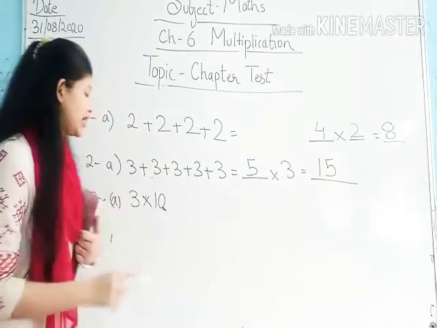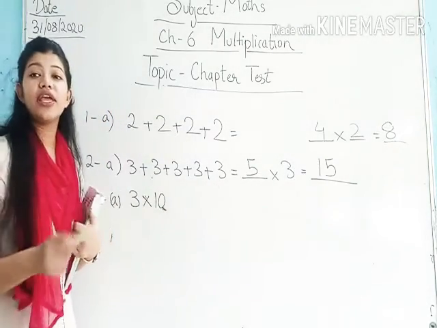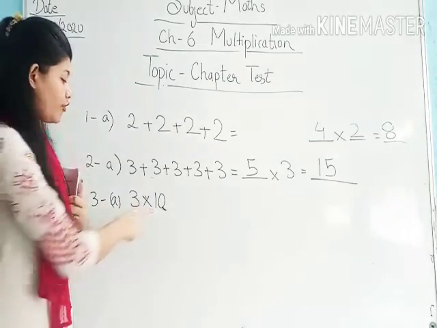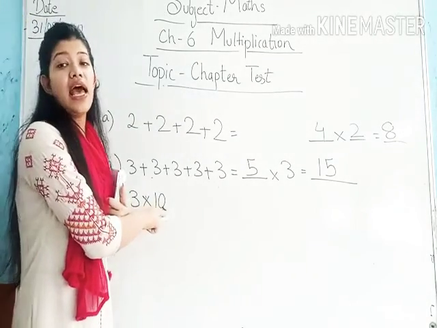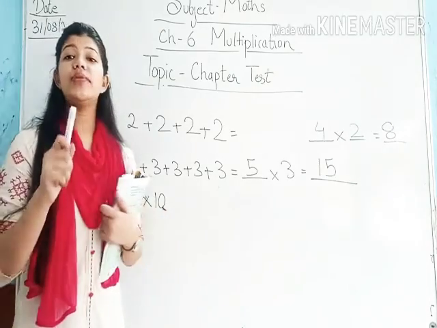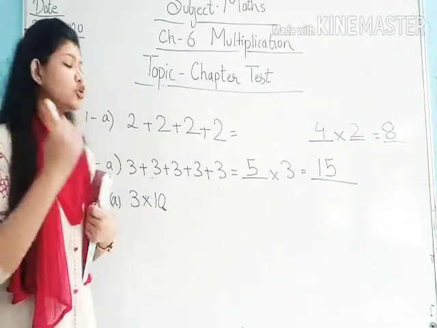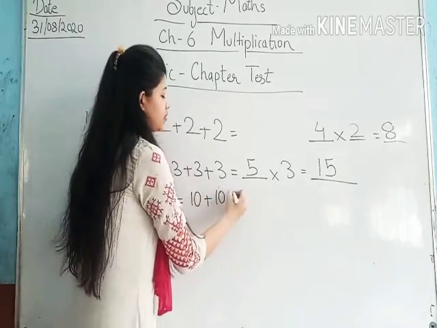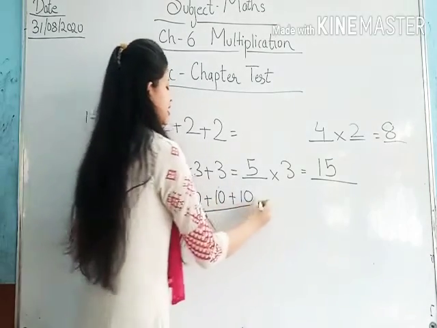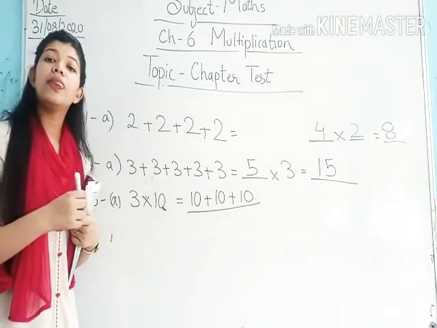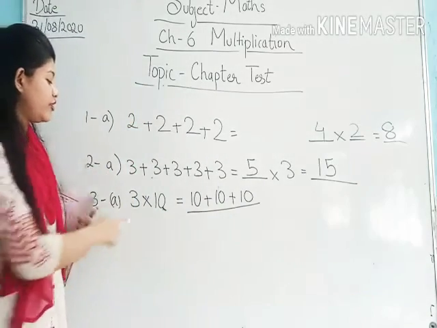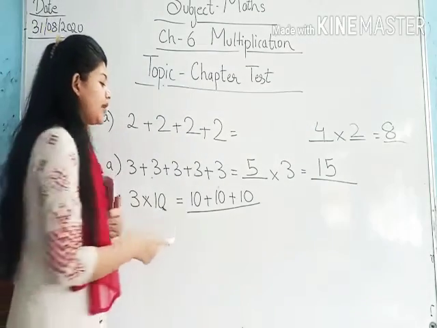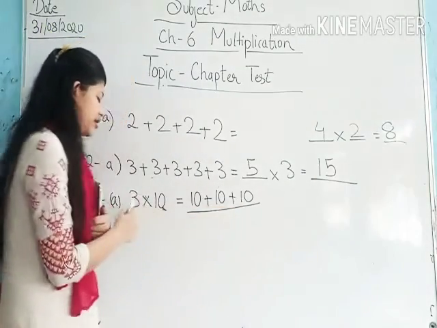Now, the first factor means the number of equal groups, meaning there will be 3 equal groups of the number 10, as 10 means there will be 10 in each. So how can we write it? We will write 10 plus 10 plus 10. This is the repeated addition form. Why? Because the first factor tells us how many equal groups. So how many? 1, 2, 3, and here it is 3.